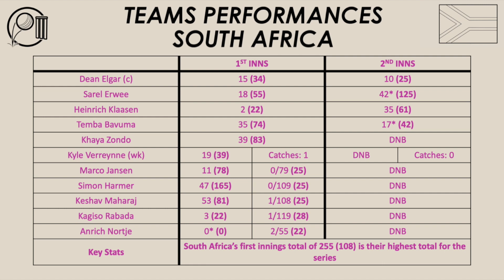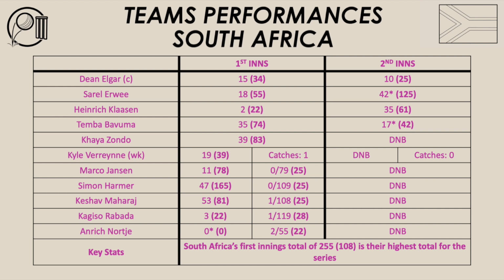They played Simon Harmer, the second spinner, and I think he was more effective than Maharaj, to be honest. Harmer was getting some turn, and he was causing some problems at times to the Australian batters with his off-spin. More so than Maharaj. But he struggled as well. He conceded over 109 runs in 25 overs. So the spinners weren't really effective.